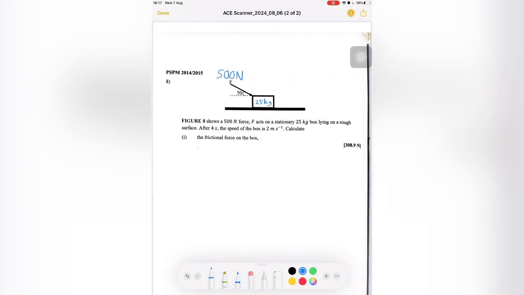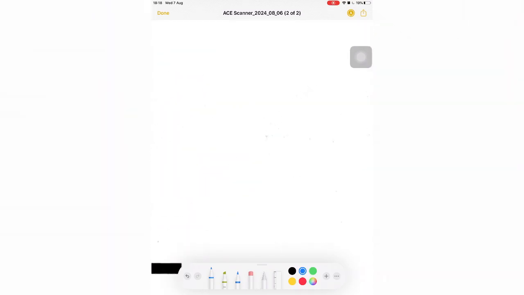Figure 8 shows a 500 N force acts on a stationary 25 kg box lying on a rough surface. After 4 seconds, the speed of the box is 2 m/s. Calculate the frictional force on the box. So let's draw a free body diagram.